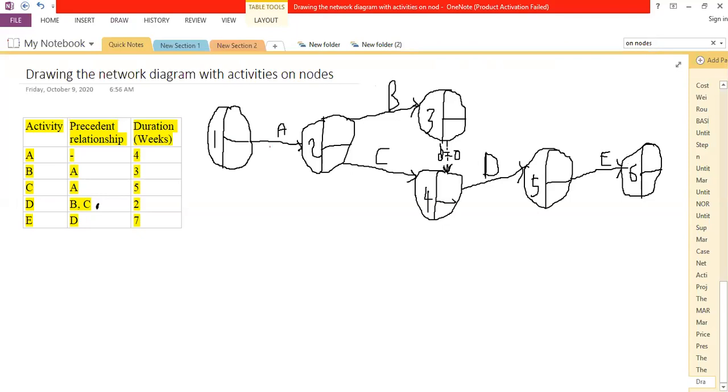For activity A, we have 4 weeks. B, we have 3. C, we have 5. D, we have 2. E, we have 7. Then again, we need to fill in the earliest event times and the latest event times.